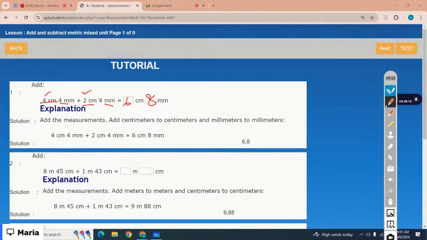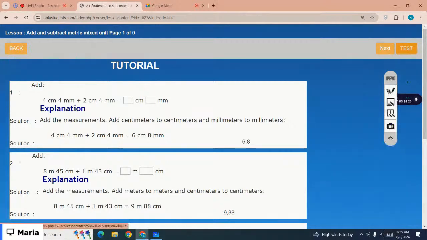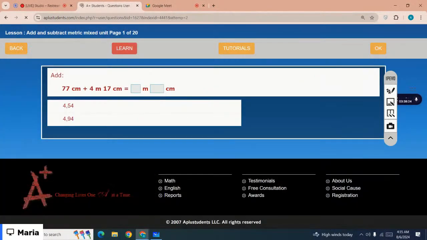Got it? Let's just start with the test questions. The important thing is always add the same units. The next one is 77 centimeters plus 4 meters and 17 centimeters. So which is the correct option?